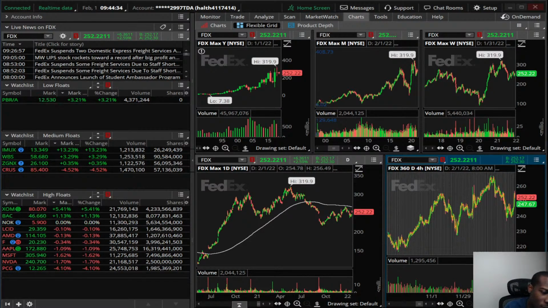UPS looking like it wants to go back and test those 230s. I don't think it's going to be able to take off like a low float intraday, but I think it's going to be a grinder up. It's probably going to form a channel, break out of that channel, form another channel, break out of that channel.